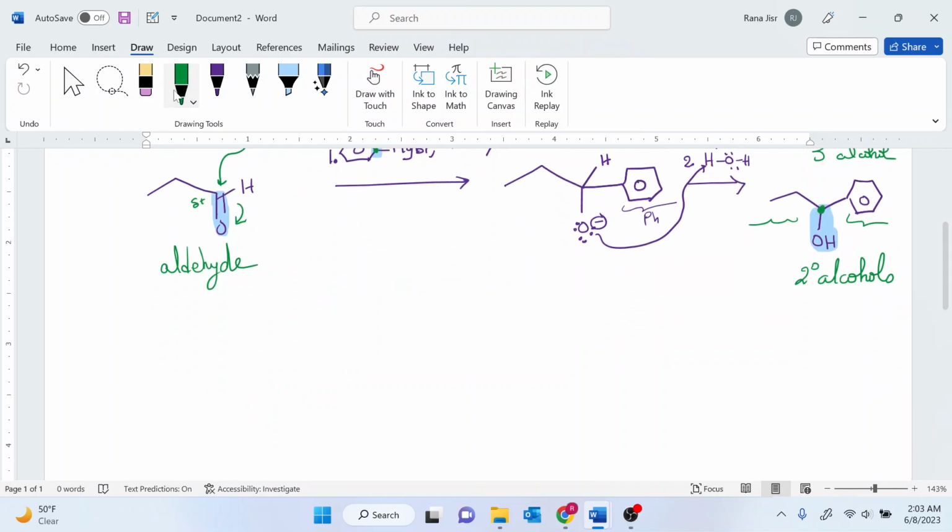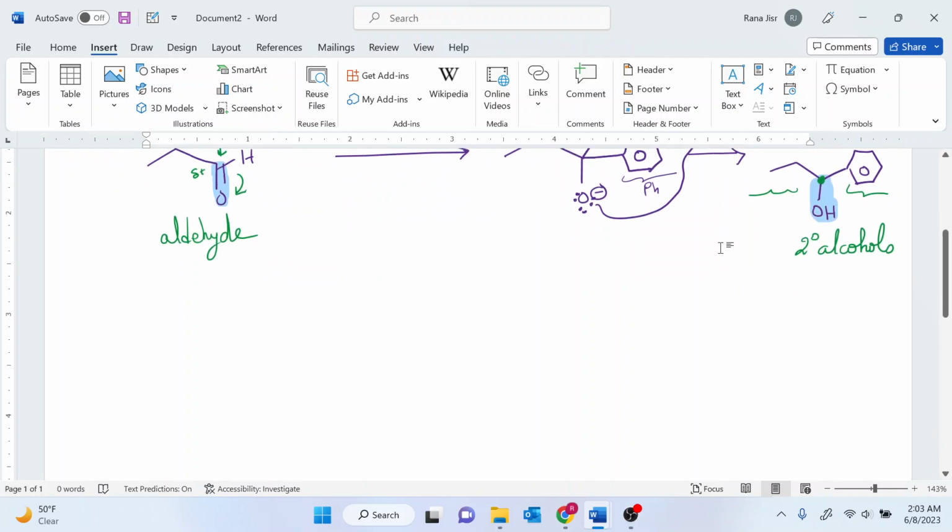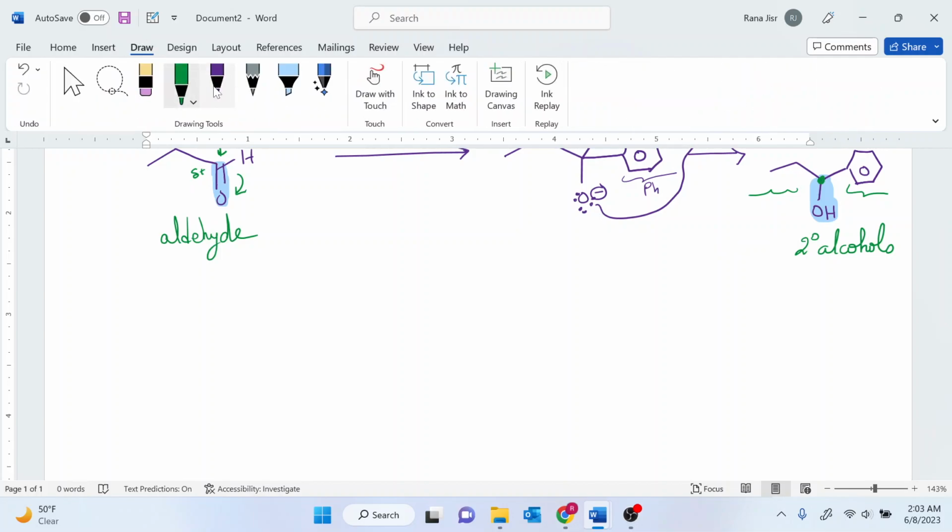Now, if I wish to make a primary alcohol, then in this case, I need to have hydrogens over here. I should not have any R in this case, except the R of the Grignard that I want to add. So I need to start with the simplest type of aldehyde, which is formaldehyde. So that is the simplest type of aldehyde here, which is formaldehyde. And you go ahead and react that with the Grignard.